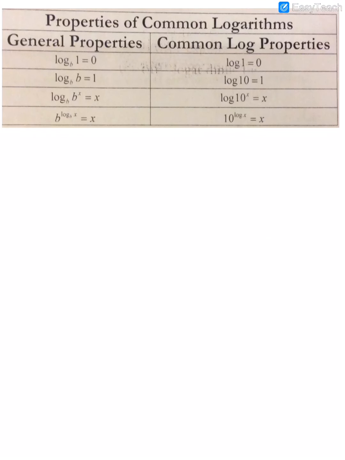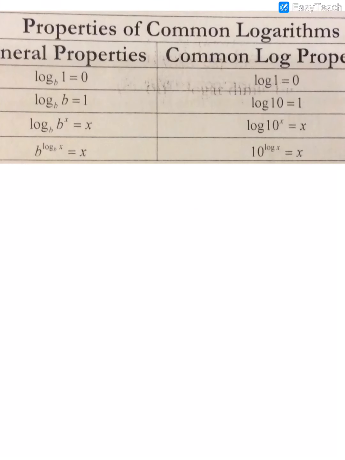Now these are the properties of common logarithms. They're the same as the general properties of logarithms that we talked about. The only thing you have to remember is that the base is 10. In the general properties of logarithms, if our argument is 1, we know that it has to equal 0. It's the same thing with the common logarithm.